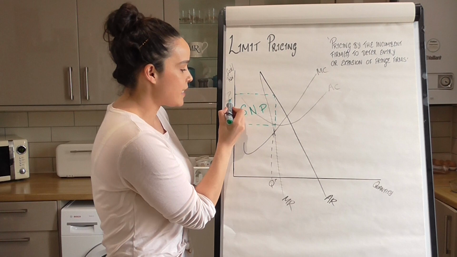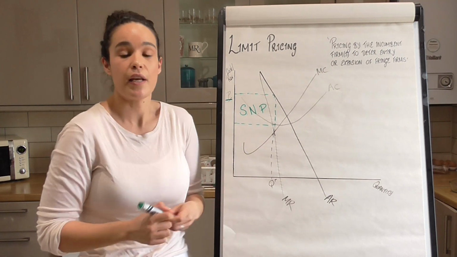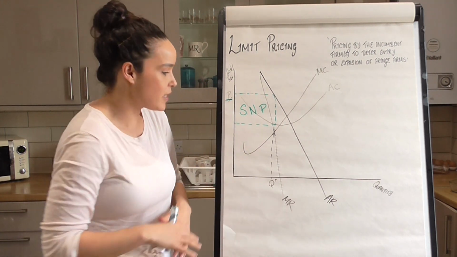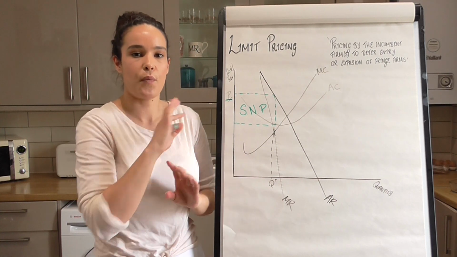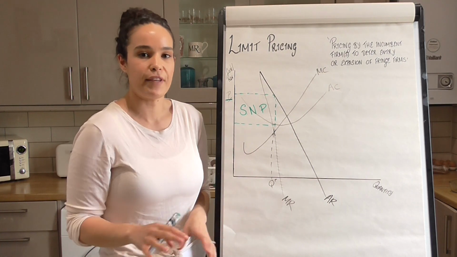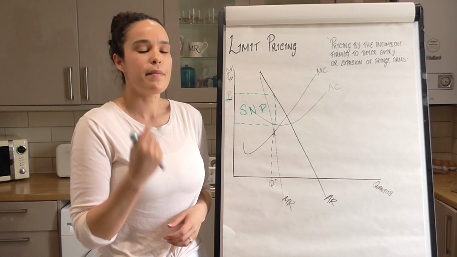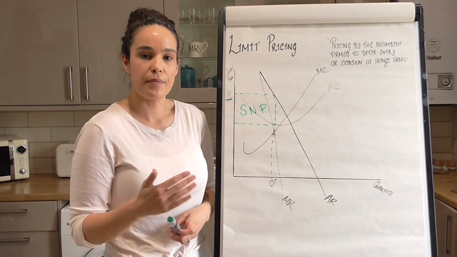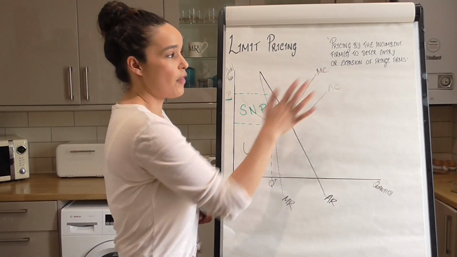So this is the price that the firm is charging normally in the market. So this is their price that they're charging when they're just operating in the market. They haven't introduced any limit pricing. So limit pricing is a way that a firm can deter these other firms from coming in.